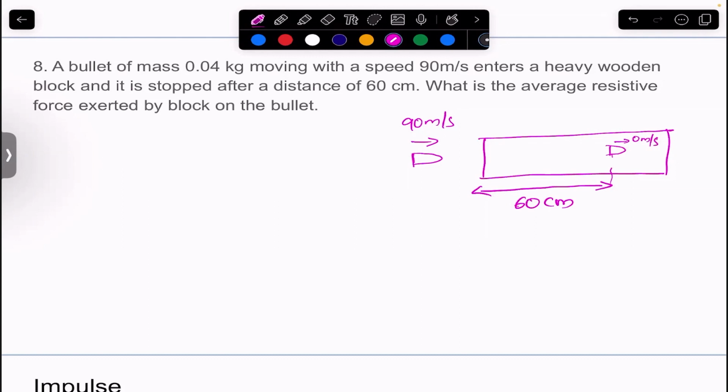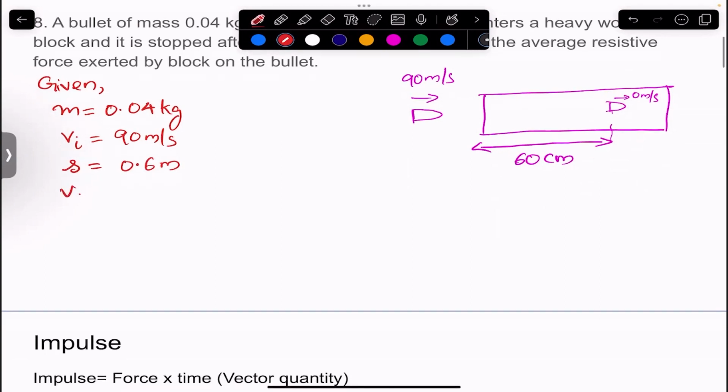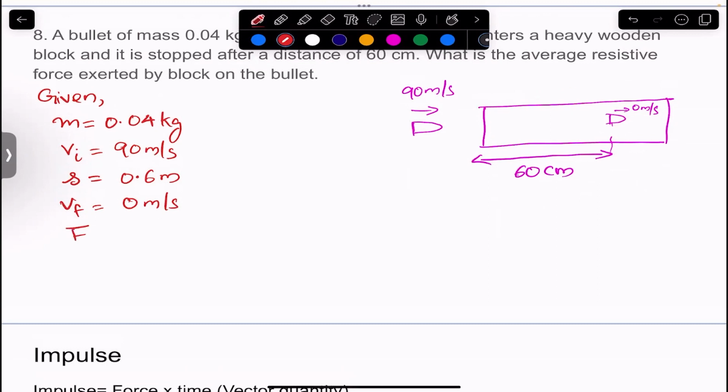Now you want to find the force exerted by the block on the bullet. So here we will write the given conditions. Given is mass equal to 0.04 kg and initial velocity is 90 meter per second. Distance is equal to 0.6 meter, that is 60 centimeter. Final velocity is equal to 0 meter per second. Now we want to find force.